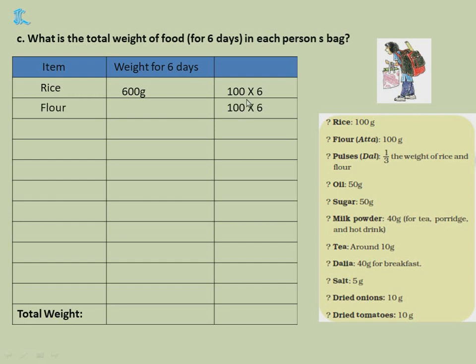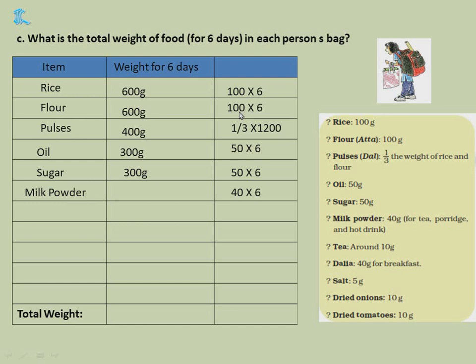Next, flour. It's also the same. 100 into 6, 600. Pulses: 1/3 of the weight of rice and flour. 600 plus 600, 1200 is what I got. So 1/3 means 1 by 3 into 1200, that equals 400 grams. Oil, 50 grams. So 50 into 6, 300. Sugar, 50 grams. 50 into 6, 300.